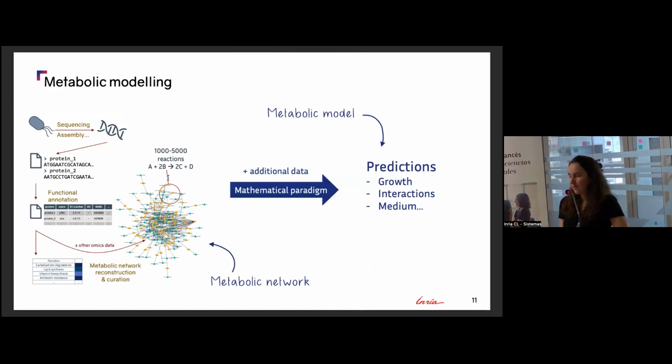And these models, they will rely on the metabolic network on one side, and they will account for additional data, for example, describing the environment. And all of this will be integrated into a mathematical or computational model in order to generate predictions, such as the growth of the bacteria, interactions among the community, or predictions of medium.